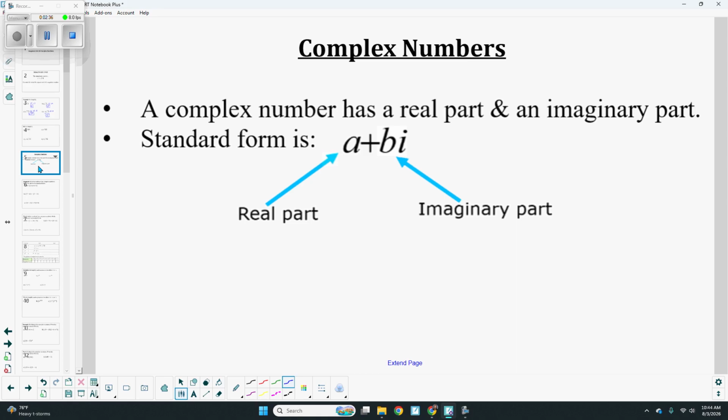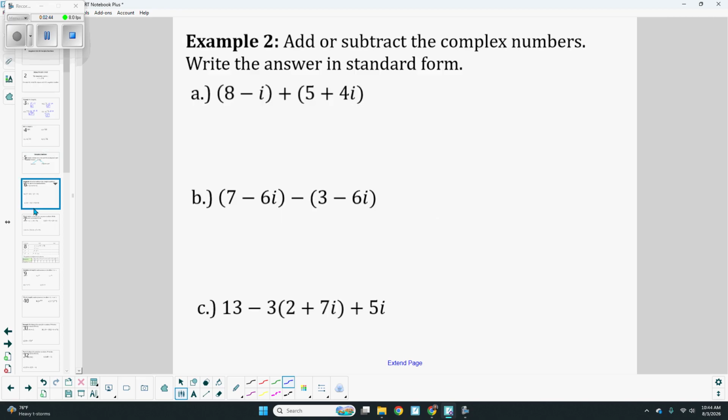So a complex number has a real part and an imaginary part, and the standard form is the real part first and the imaginary part second. So we can add and subtract, we can multiply and divide complex numbers. So if I want to add or subtract these complex numbers, I'm just going to combine like terms. If it's a plus, just combine like terms. So the like terms would be the 8 and the 5, because those are both the real components. 8 plus 5 is 13. Then I have a -i and a +4i. We're essentially treating it like it's a variable. So -i plus 4i is plus 3i. And that would be our answer.